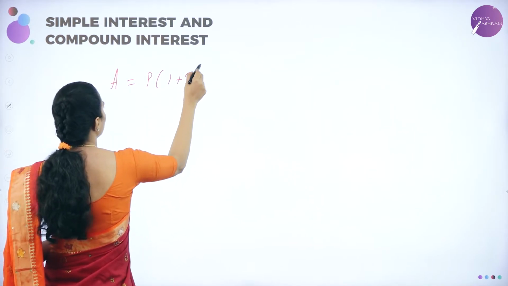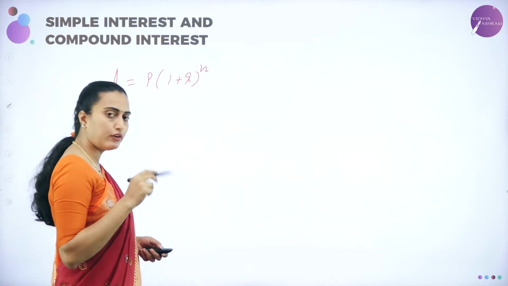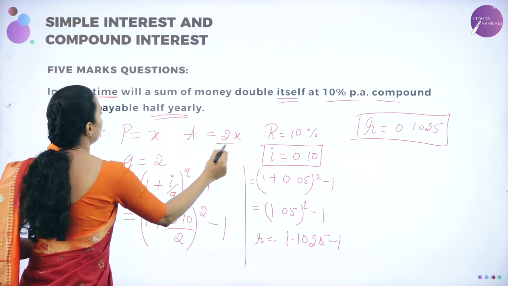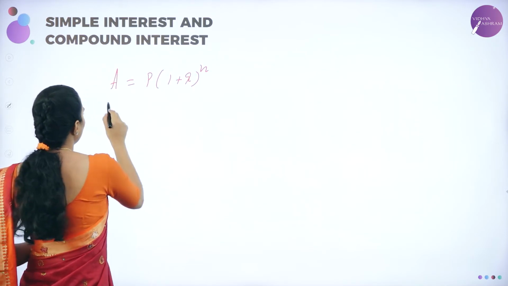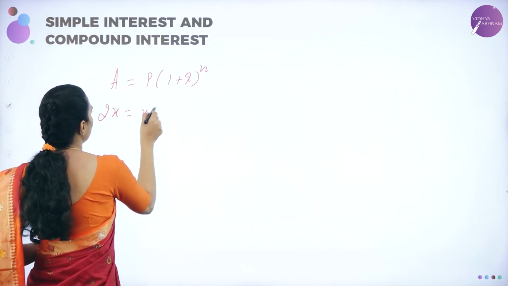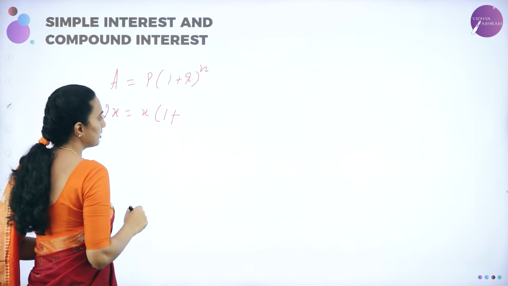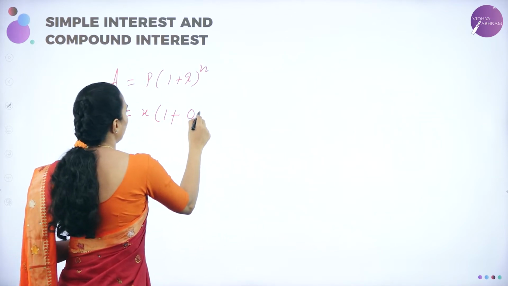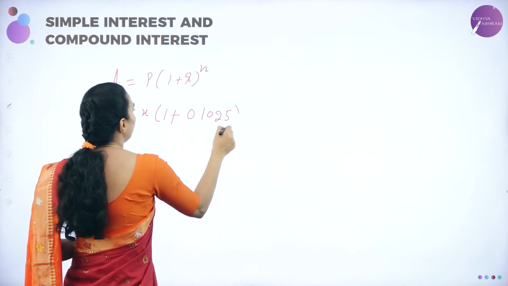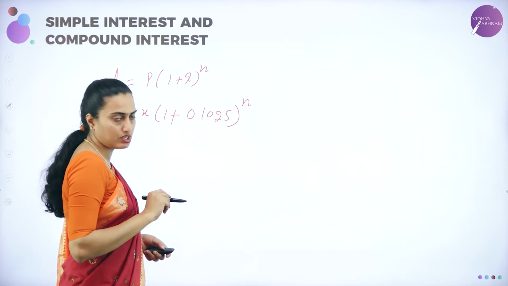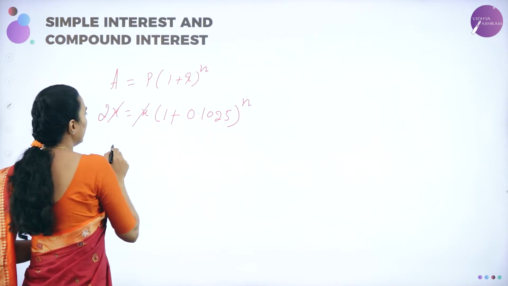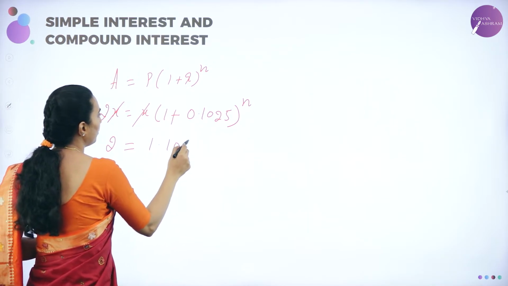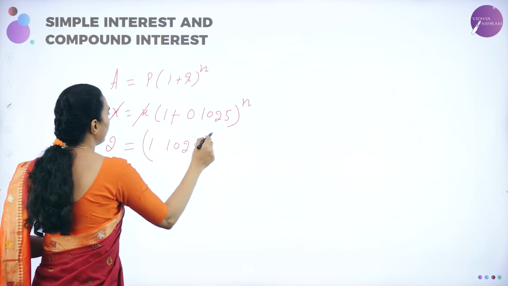Okay. Now, by using this, A will be equal to P into (1 plus R) whole to the power of N. Now I need to find out N only, therefore I can substitute here. A is equal to 2X, P is equal to X, into 1 plus R, which is what we have found out, 0.1025. We don't know N, so I am writing it as it is. Therefore here X will get cancelled. 2 is equal to 1.1025 whole to the power of N.